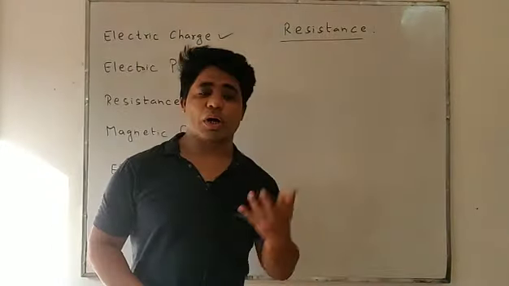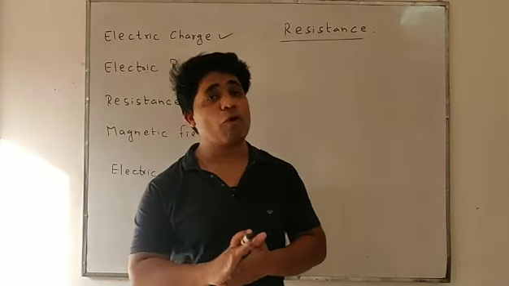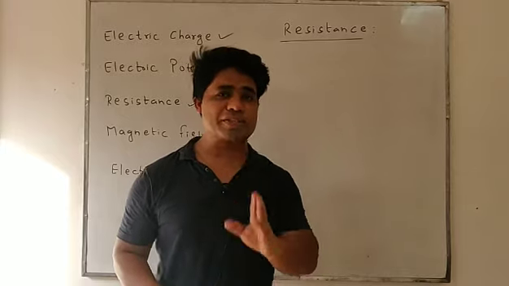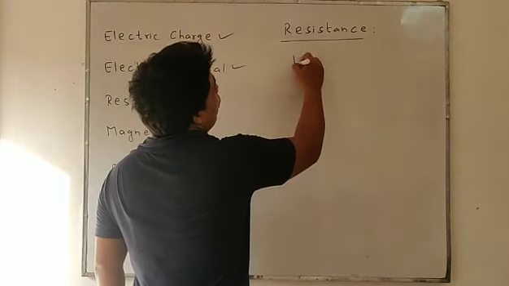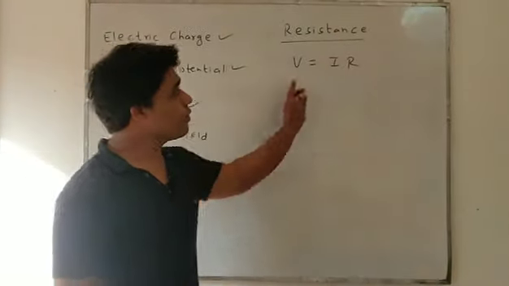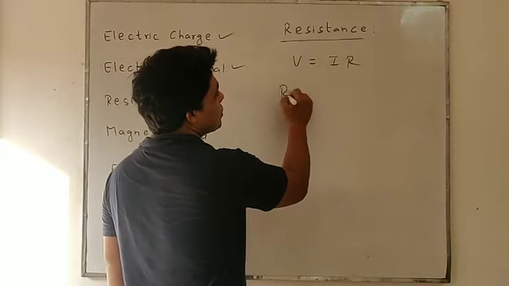Now, students, resistance. What is resistance? The disturbance, the hindrance, the obstruction in the flow of current, in the flow of charge is called resistance. It minimizes the current. So we know by Ohm's law, V equals IR, the famous form that you did in 10th class. V is potential, I is current, and R is resistance.